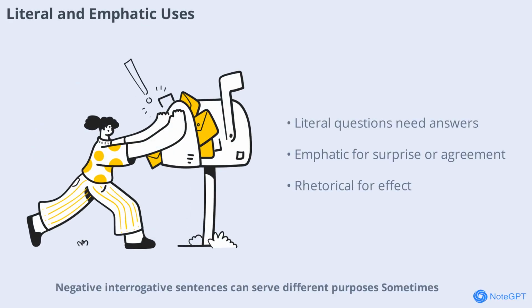Negative interrogative sentences can serve different purposes. Sometimes they're used to ask literal questions that need a direct answer, like who isn't coming, or where have we not looked. Other times they're used for emphasis or as rhetorical questions. For example, if someone says, well, why wouldn't we go there for spring break? They're stressing that there's no reason not to go.